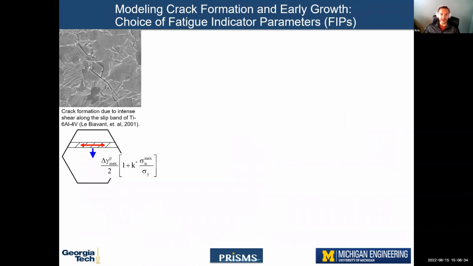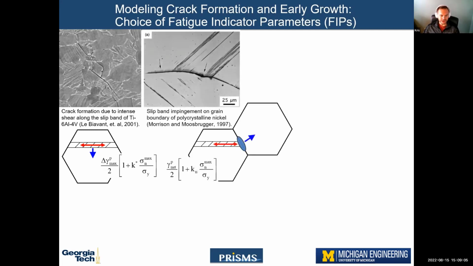fatigue indicator parameters. And FIPS are basically, you take some kind of response output from your simulation. Maybe it's the stress or strain or plastic strain at each voxel, and you compute some kind of measure. So what I'm showing on this slide on the far left-hand side is the Fatemi-Socie FIP that's been shown to correlate well with transgranular fatigue crack formation, as shown in the photo there. But many different types of FIPS exist in the literature.